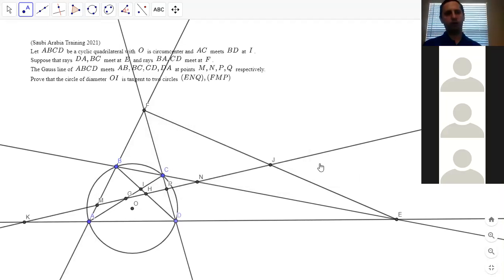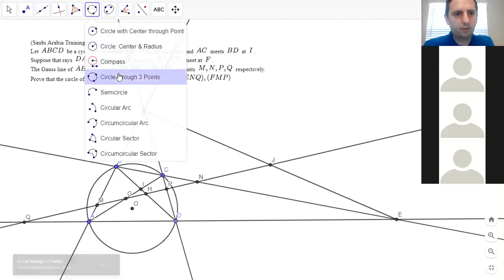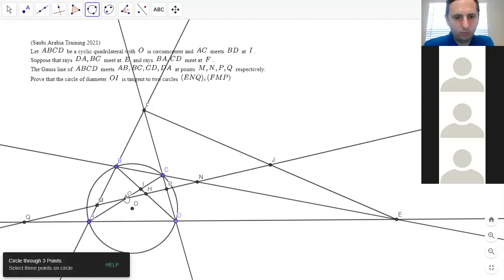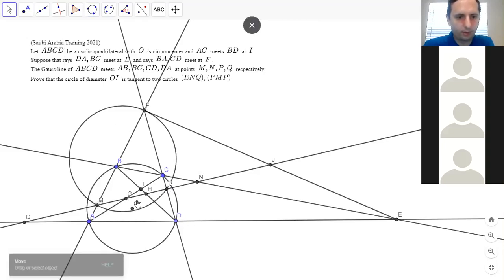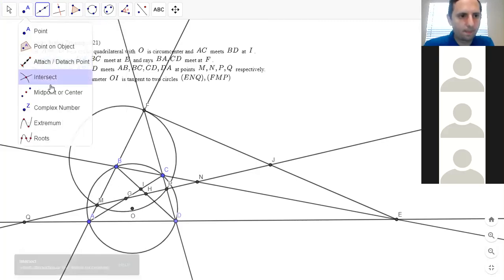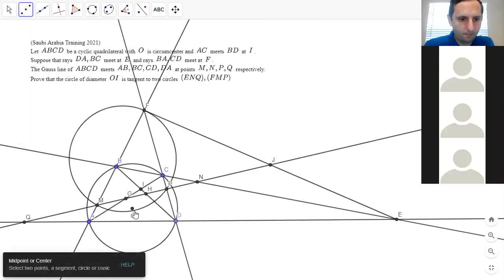We want to show the circle with diameter OI is tangent to one of those circles, like let's say ENQ. Is that a good circle? What about FMP? I think that might be better. Yeah, let's do FMP. So the circle with diameter OI, we want to show it's tangent to that circle. So let me draw it.